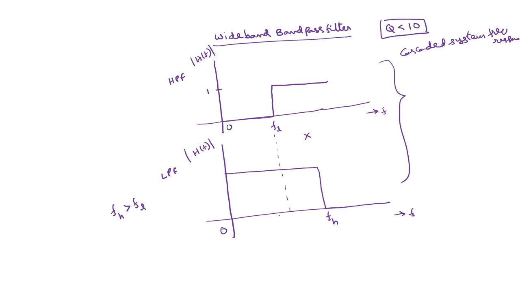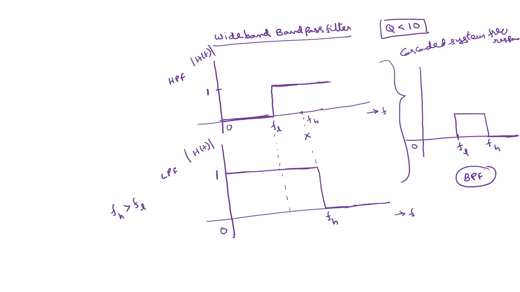So if I multiply this, from 0 to FL, this is 0, this is 1. So 0 into 1 becomes 0. What will be overall response from 0 up to FL? This is 0, this is 1, 0 into 1 becomes 0. From FL to FH, this is also 1, this is also 1. So FL to FH will be having unity. From FH to infinity, this is 0, whereas this is 1 up to infinity, 1 into 0 becomes 0. So this is the characteristics of a band pass filter.